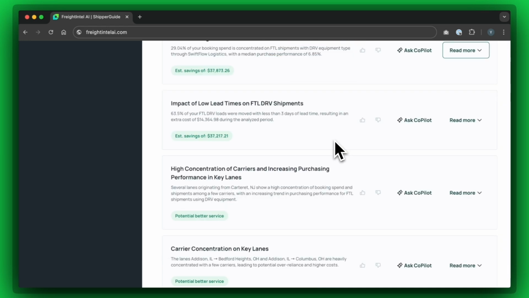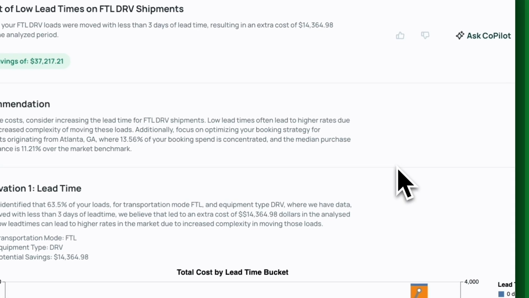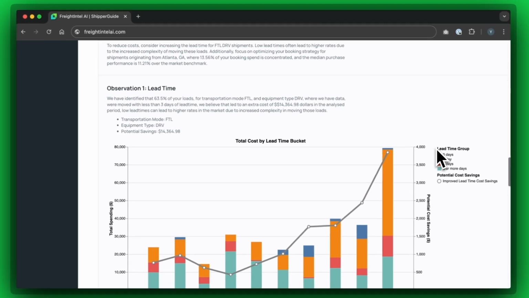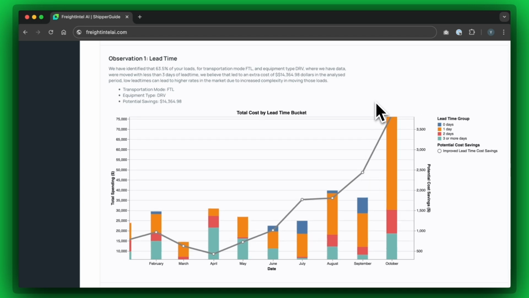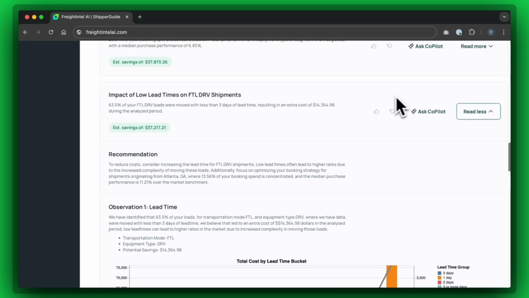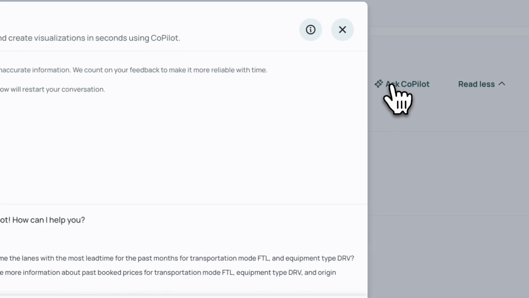The third insight FreightIntel AI shares is that there is a high percentage of FTL dry van shipments that have a lead time of 3 days or less, resulting in extra costs. Reviewing the observations shows how many FTL dry van shipments have moved with little lead time and how this has impacted the shipper's bottom line. If the shipper has more questions about this insight or observation, they can simply ask CoPilot.